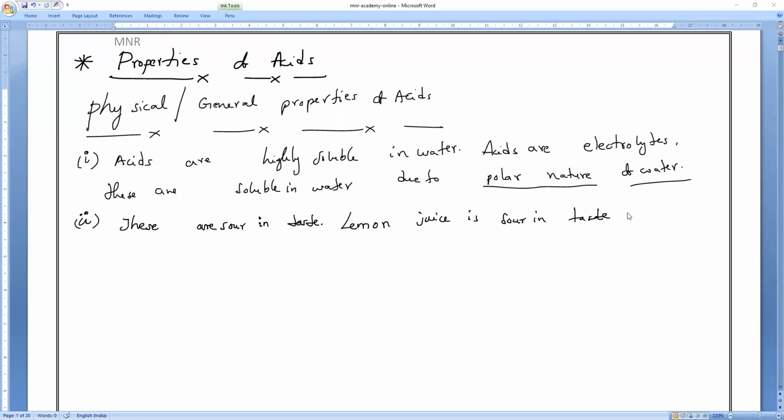Lemon juice is sour in taste due to the presence of what acid, guys? Mr. Kaushik, please leave from the meeting.